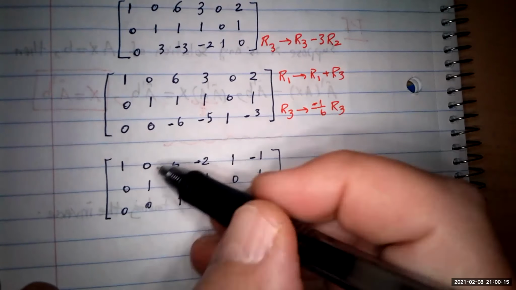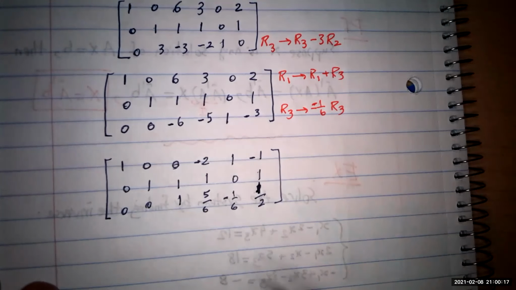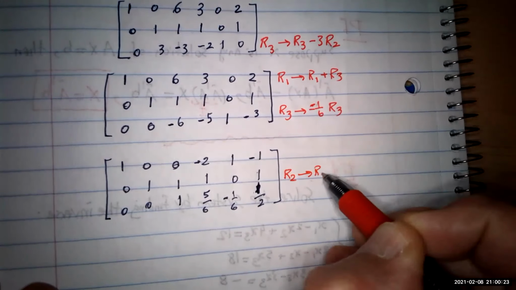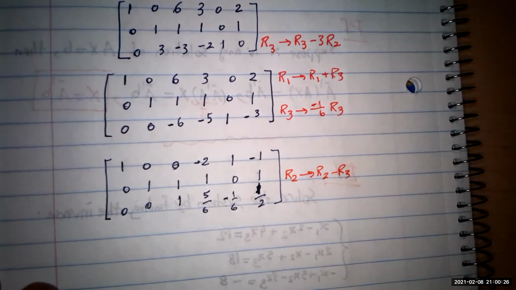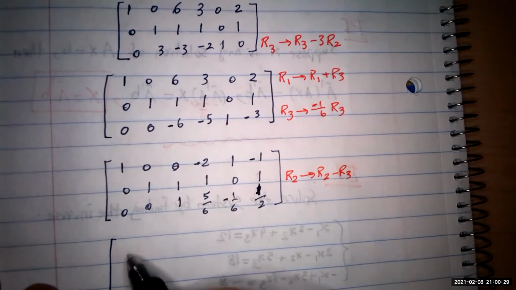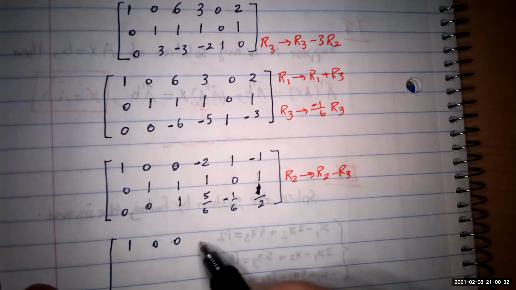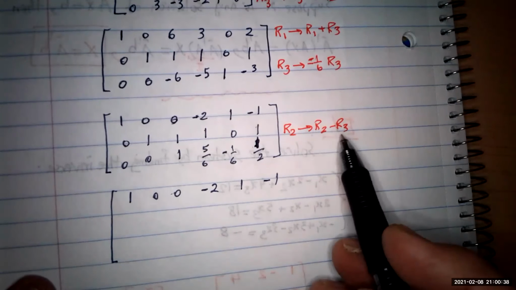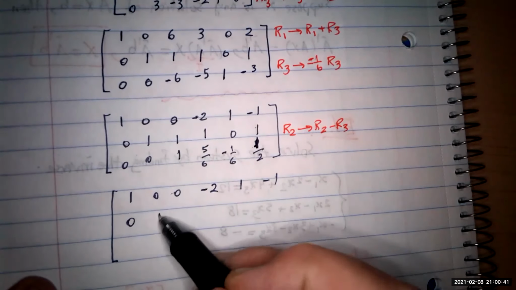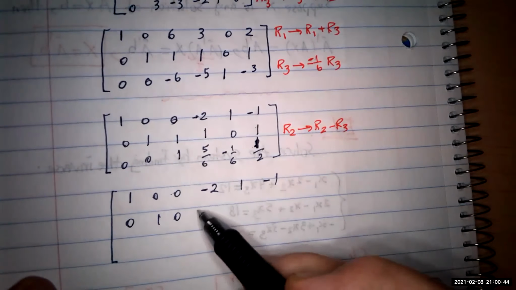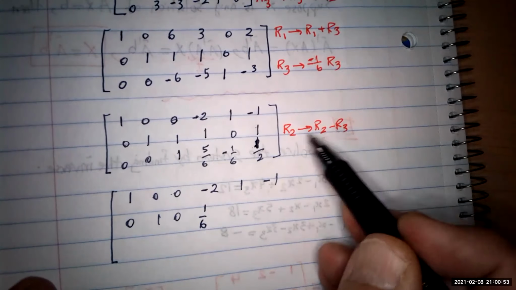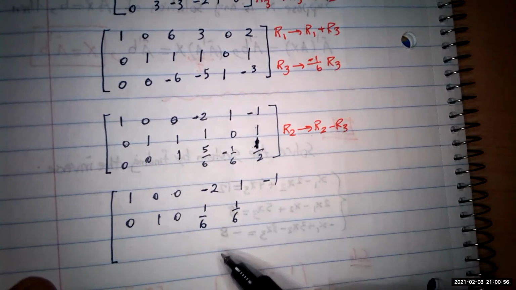Okay, we did everything, and to make it into the identity, you have to get rid of this part. So what is that? It's going to be R2 minus R3, and then you're done. So this is it. We get the 1, 0, 0, negative 2, 1, and negative 1, unchanged. Okay, R2 minus R3, so 0, 1, 0. Going back here, 6 over 6 minus, that gives you 1 over 6. Okay, R2 minus R3, 1 over 6.